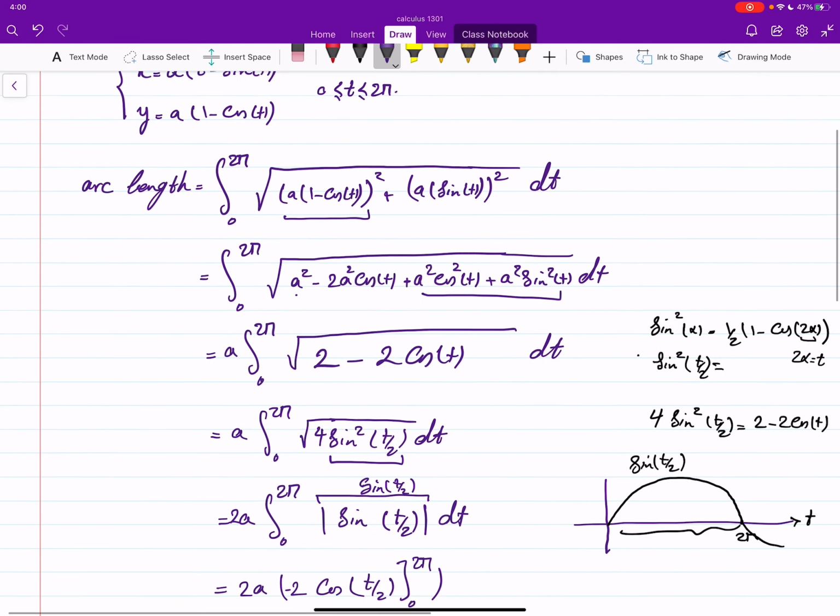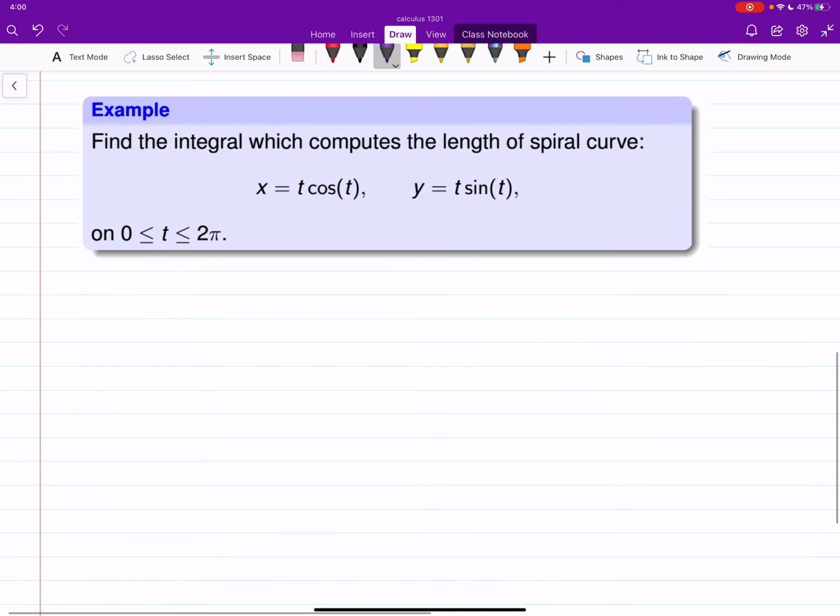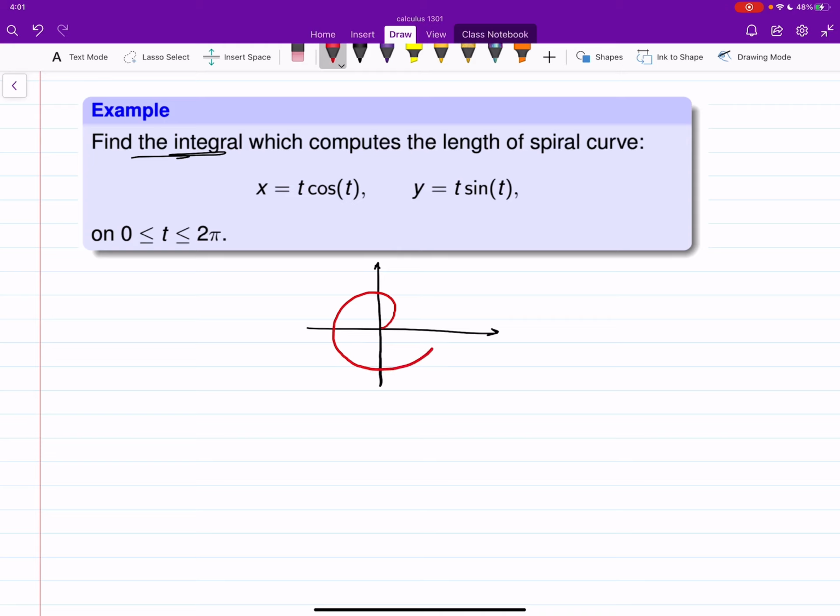Okay. I have also another example. This one asks for the integral. Just find the integral which computes the arc length of the spiral curve. So this spiral curve, you can try to sketch that. It will give you something like this. We will study these kinds of things later, but you have to be able now to see why this is the graph of that guy up there.